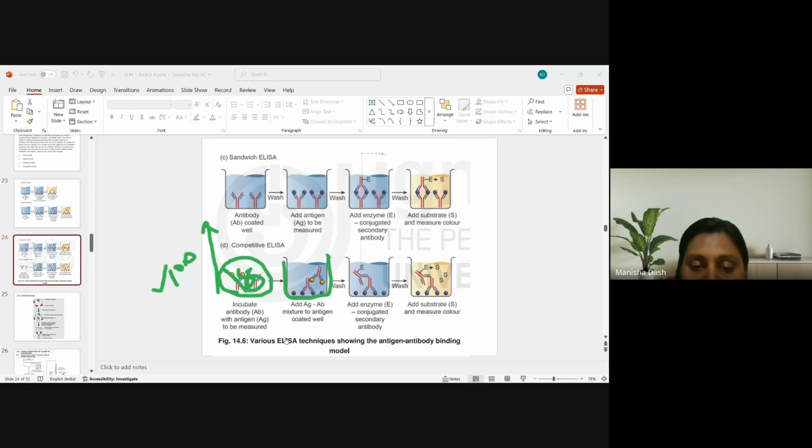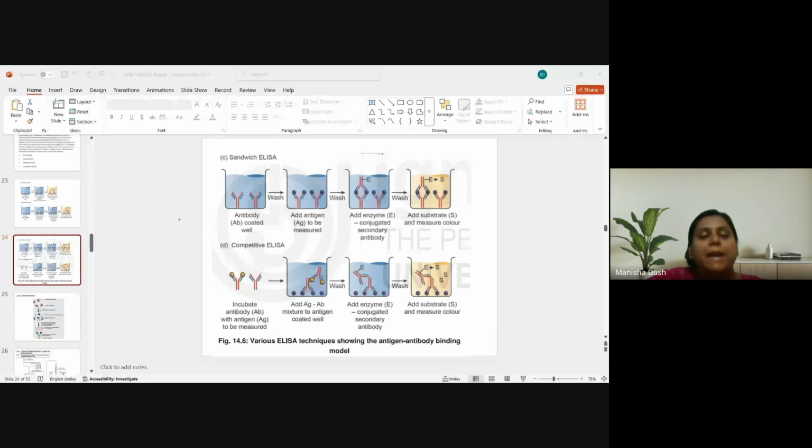In the previous case, we are simply using the antigen or antibody to find out their concentration. Here, in the sample solution, you know that it might be containing some of the antigen, but still you want to find out in what concentration it is present, whether it can compete with this antigen that you are using experimentally to replace it or not. So that is why the name is given as competitive ELISA.